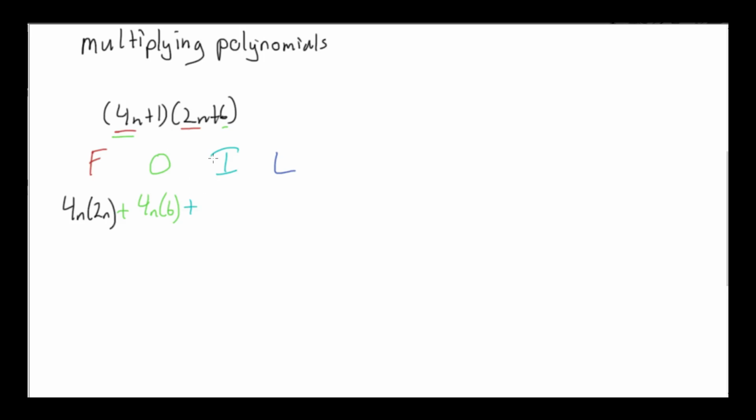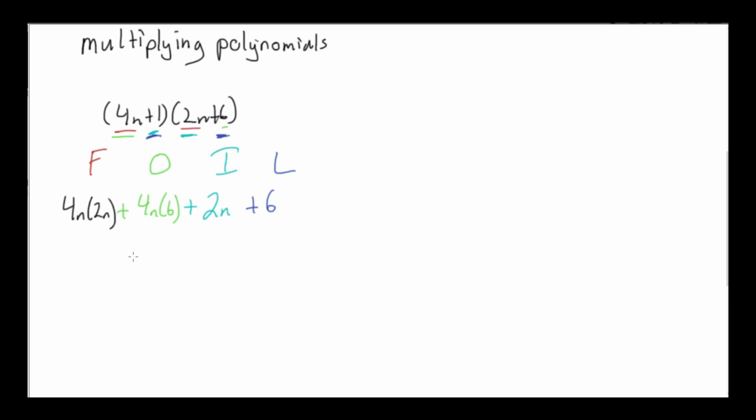plus inner. Well, the 2n on the inside. The inner, we have 1 times 2n. I'm just going to write 2n. I don't think we need to go and make it any more complicated than that. And then of course our last terms. This is the last in the first expression, and this is the last in the second. So I have 1 and 6. So I'm just going to put plus 6.